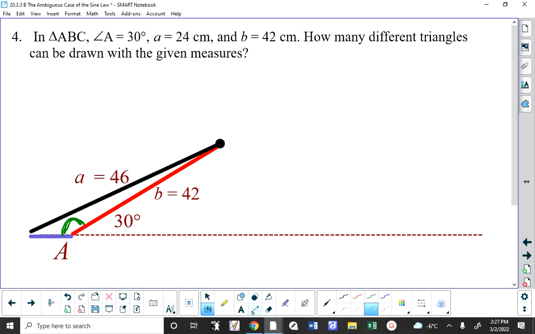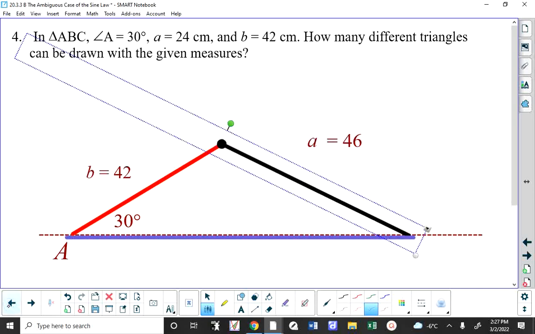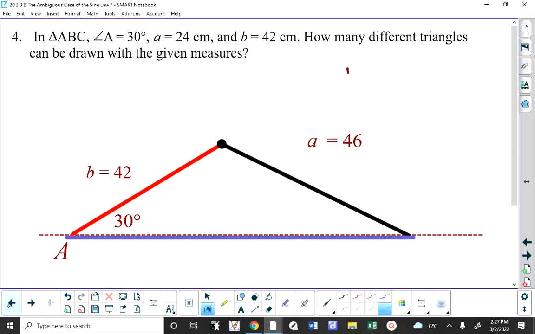So in this question, if A is more than B, you get one oblique triangle. We can have two oblique triangles. We can have no triangles, or you can get one triangle that's a right angle triangle or one triangle that's an oblique triangle.